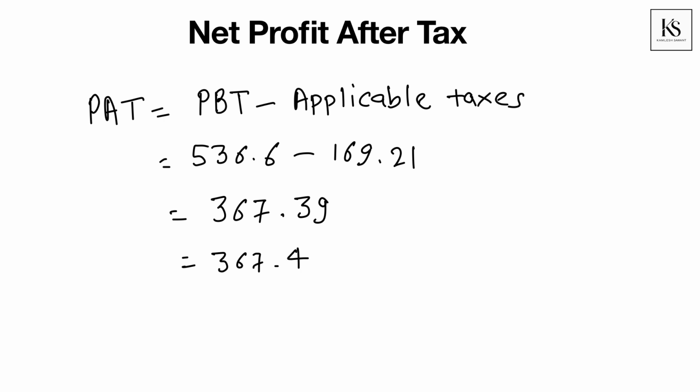Current tax is corporate tax applicable for the given year. This stands at 158 crore rupees. Besides this, there are other taxes that the company has paid. All taxes together total up to 169.21 crores. Deducting the tax amount from PBT of Rs 536.6 gives us the profit after tax at 367.4 crore rupees. Hence, net PAT is equal to PBT minus applicable taxes.